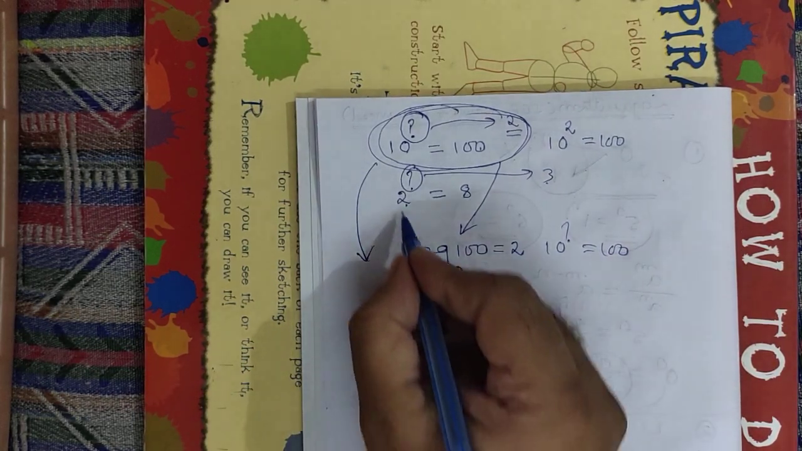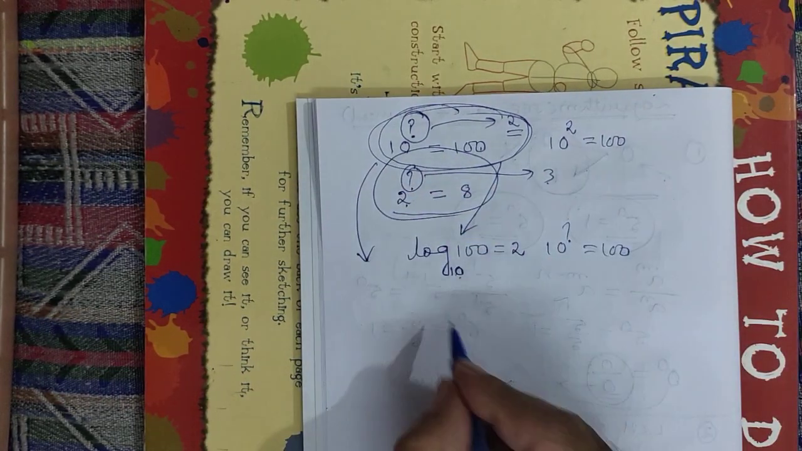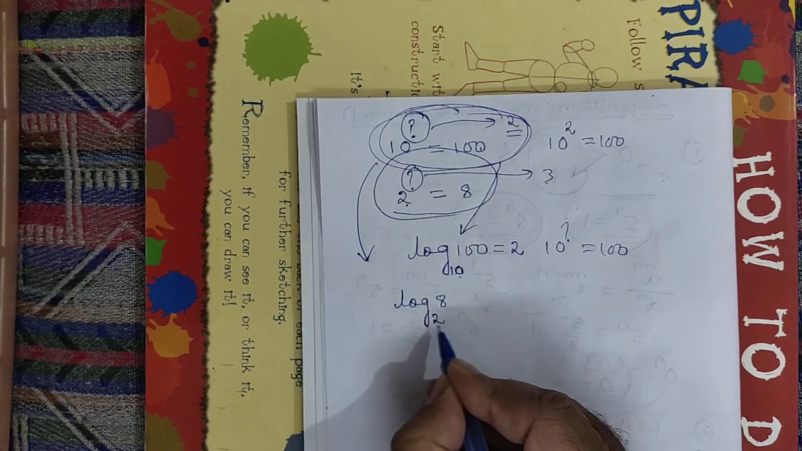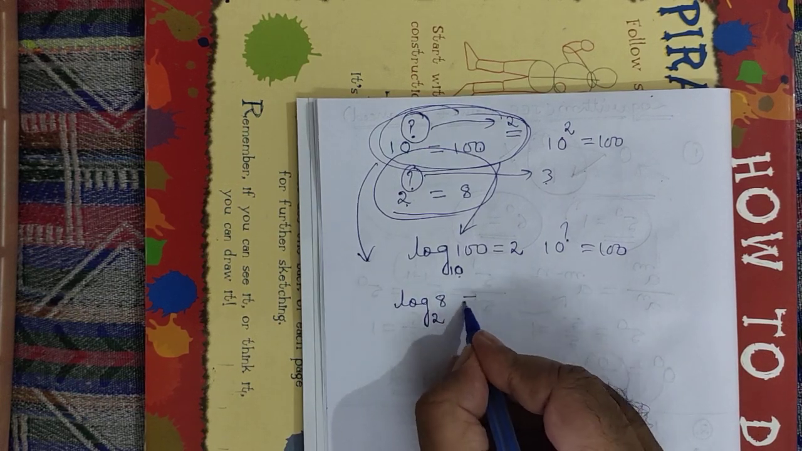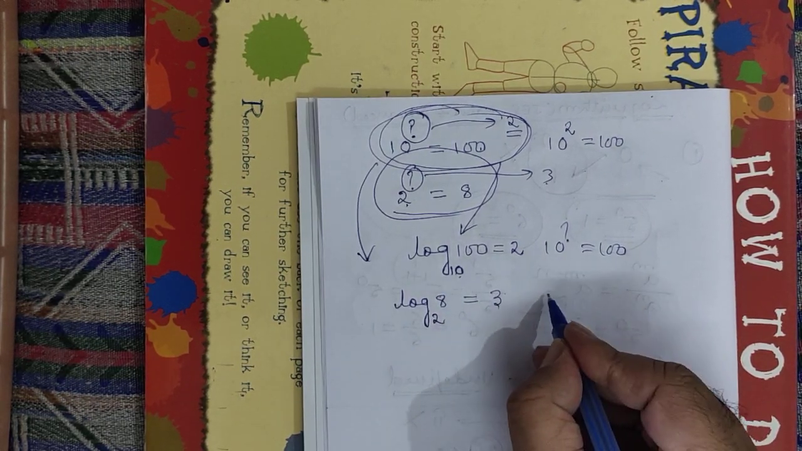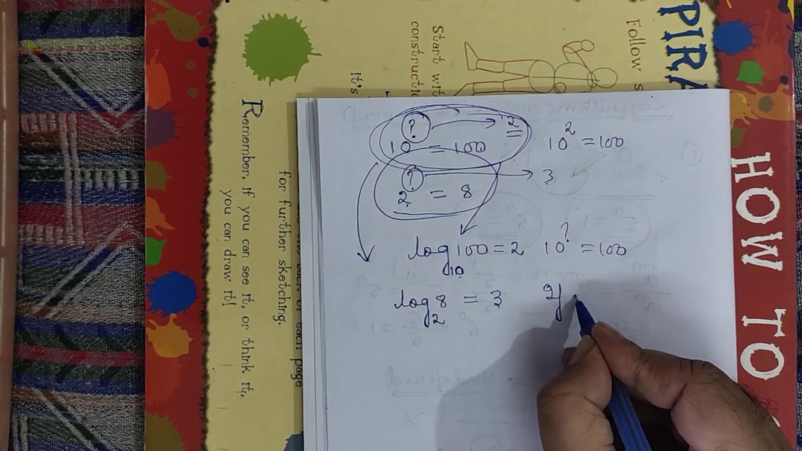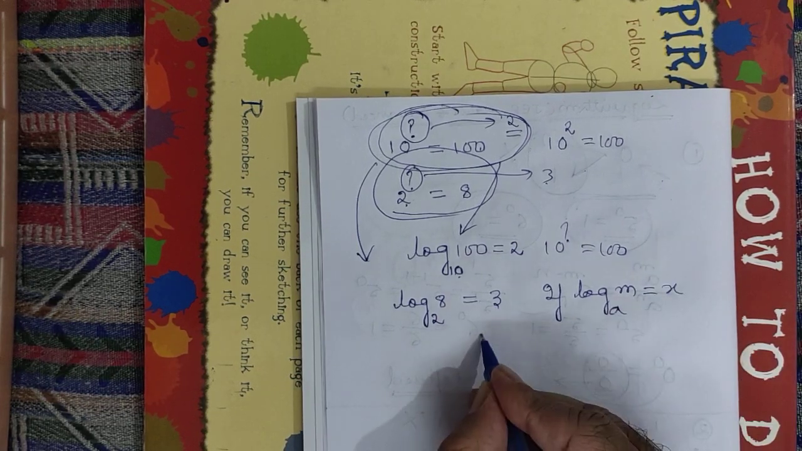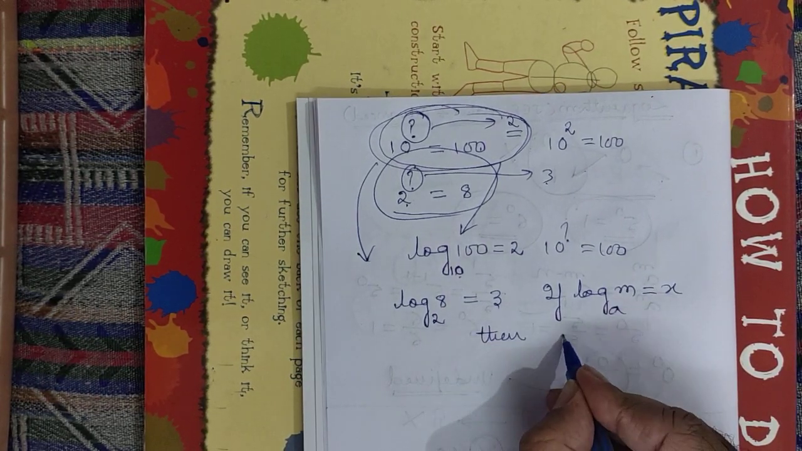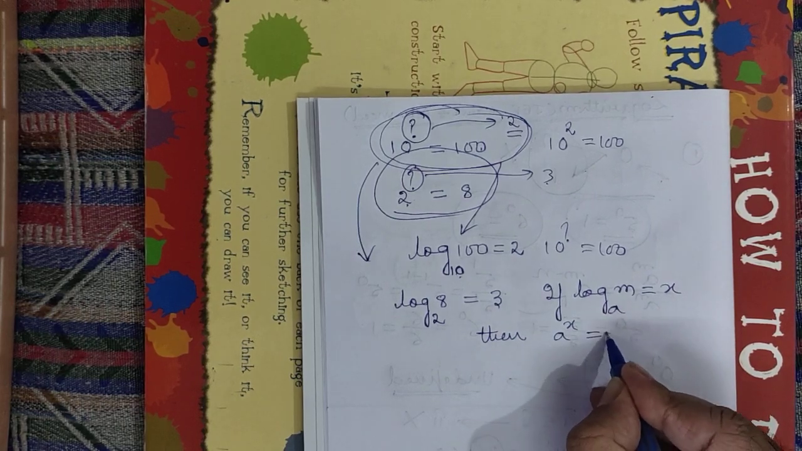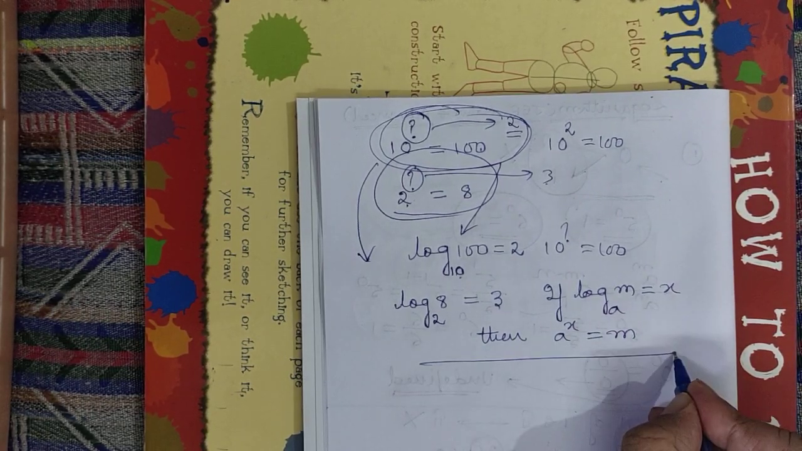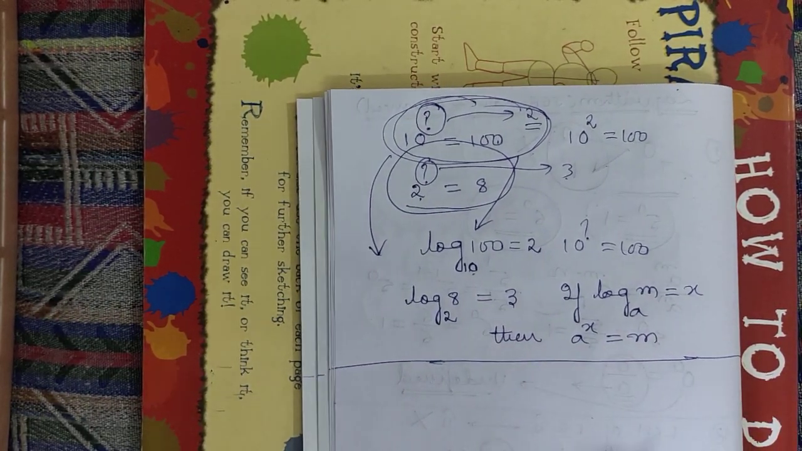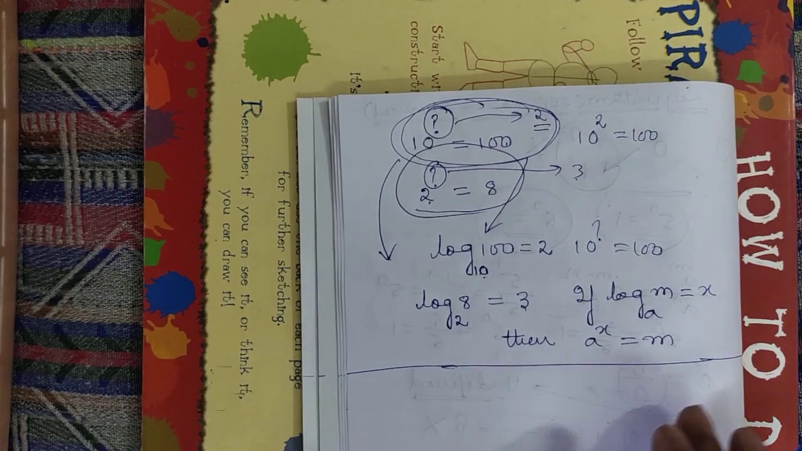First thing. Similarly, if I want to express this part in terms of logarithm, you will say log 8 base 2. 2 to the power what is 8? The value is definitely 3. So, if log m base a equals x, then a to the power x will definitely be equal to m. That's all. But it is not that simple. So for this, I'll give you the final conclusion after I finish the topic.